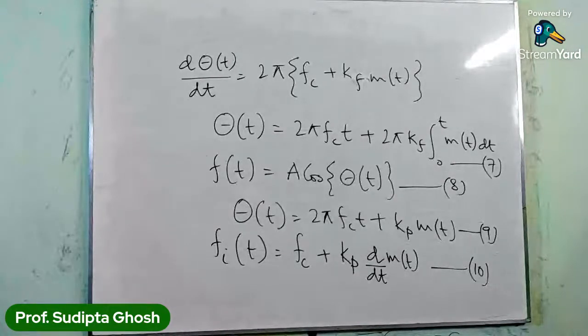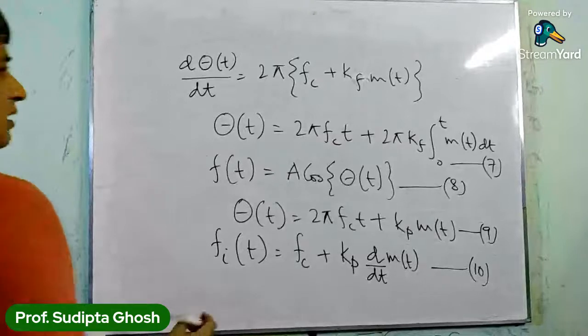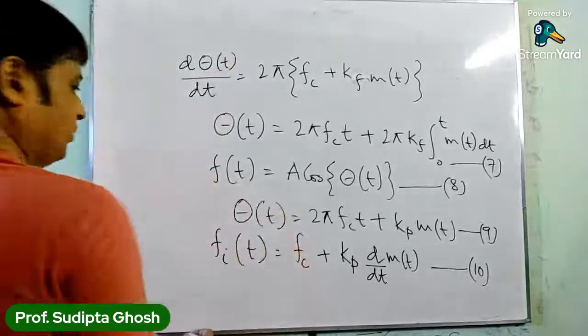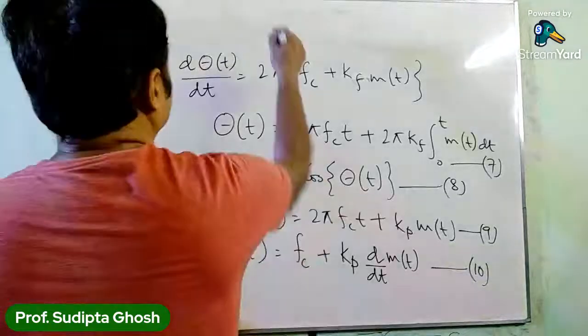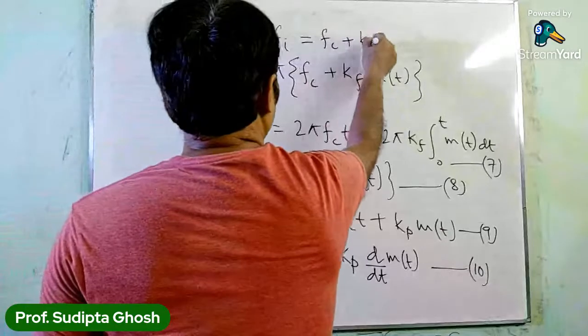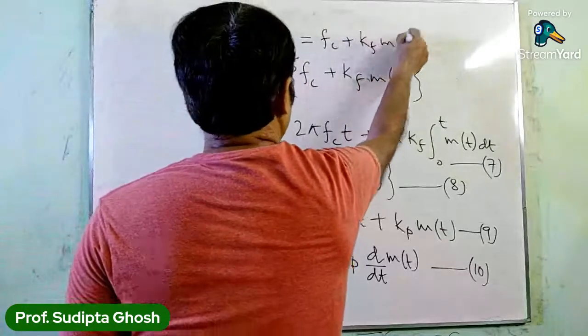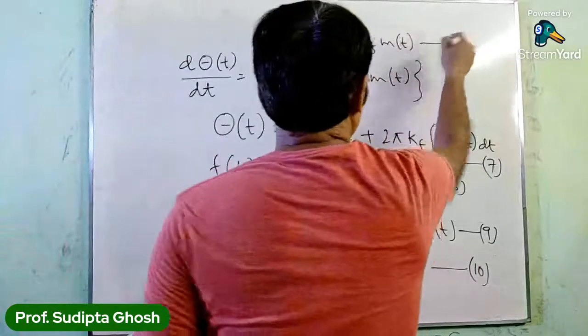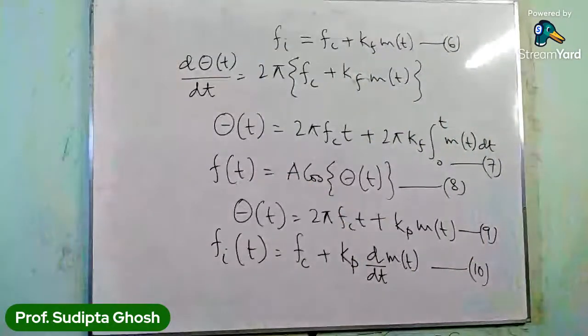I have already written equation number 6. It was fi equals fc plus kf into m(t). I'm writing this equation 6 again just to tell you that now we are going to compare equation 6 and equation 7.